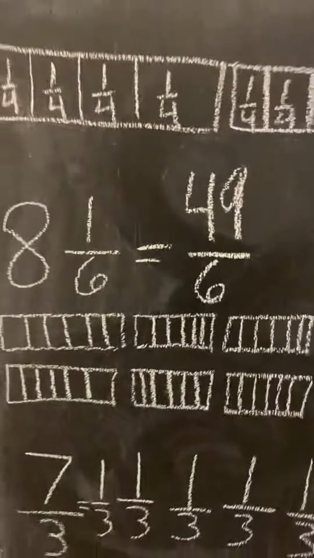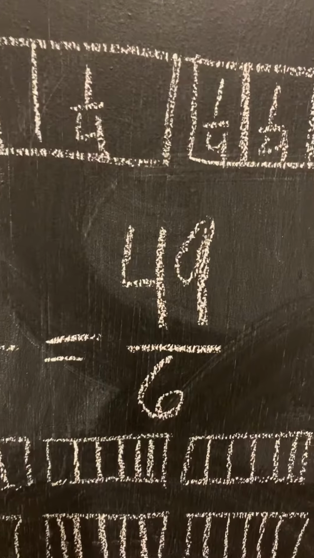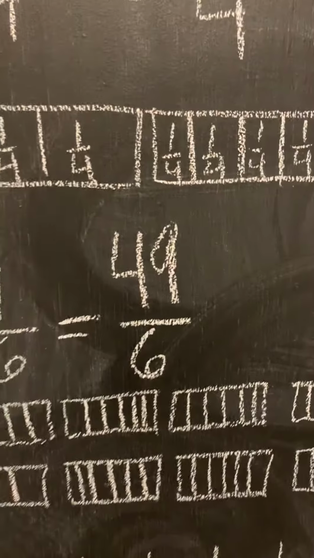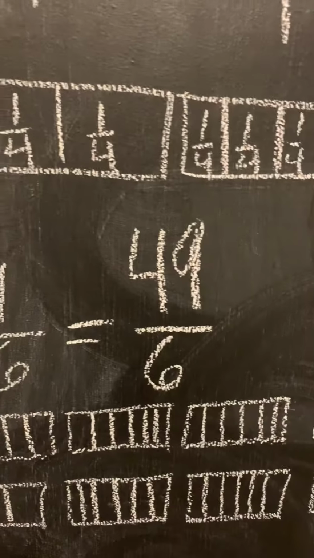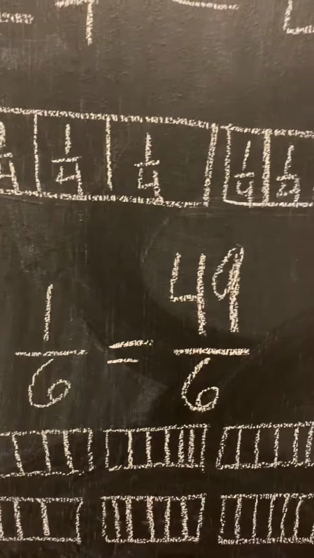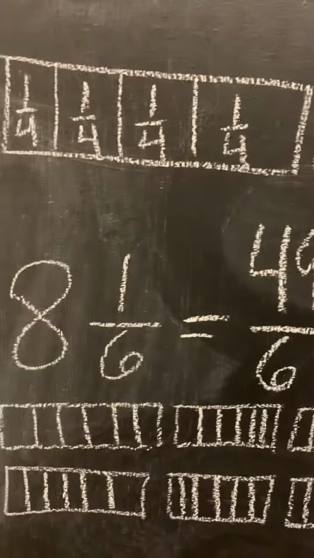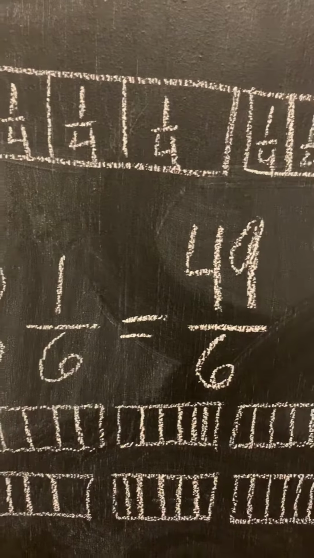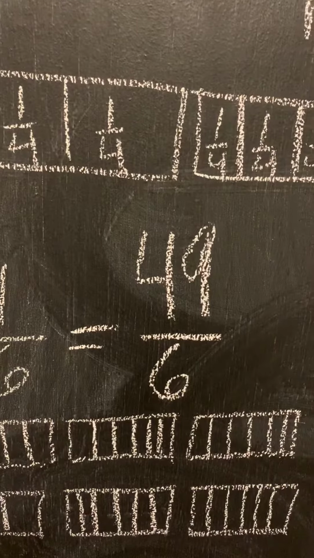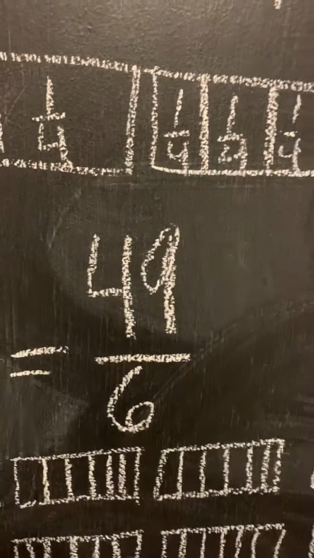All right, so my new fraction, 8 1/6, is the same as 49/6. Let's check that real quick. How many times does 6 go into 49? 6 goes into 49 8 times, and then there's 1 left over. That's our 1/6, 8 times, and then 1/6. So 8 1/6, that's a mixed number, is equal to the fraction 49/6.